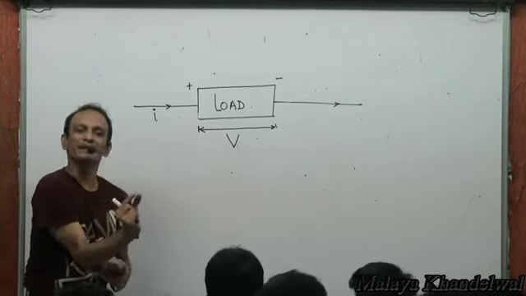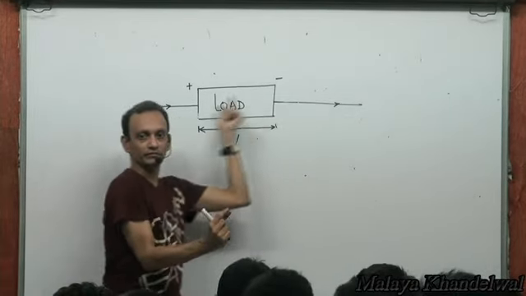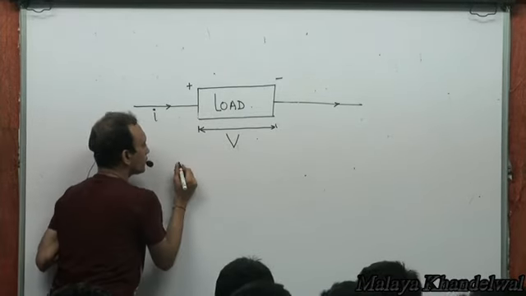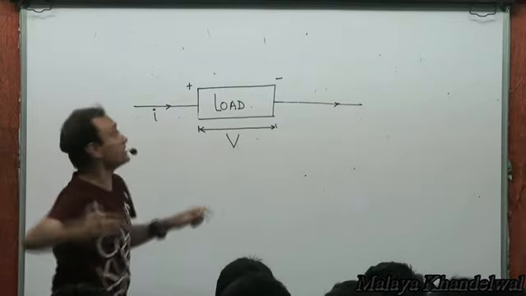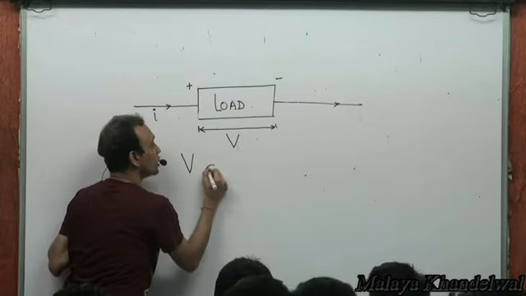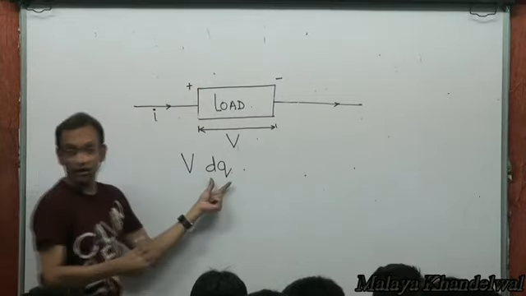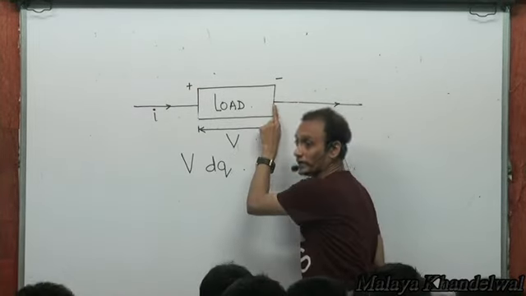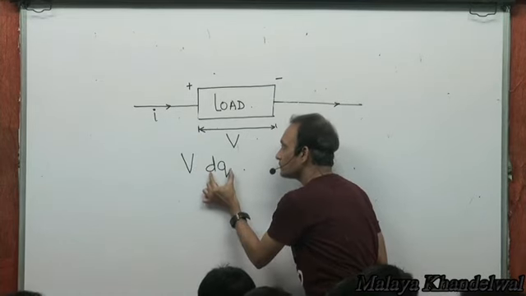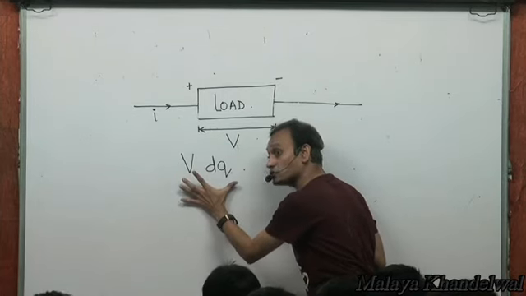Now in a small time dt, let's say a charge dq flows from this end to the other end. Then the energy lost by that charge in flowing from this end to that end is going to be the potential through which it drops times dq. When a charge dq goes from higher potential to lower potential, it loses energy. This is the energy that it loses: the value of the charge times the potential through which it drops.